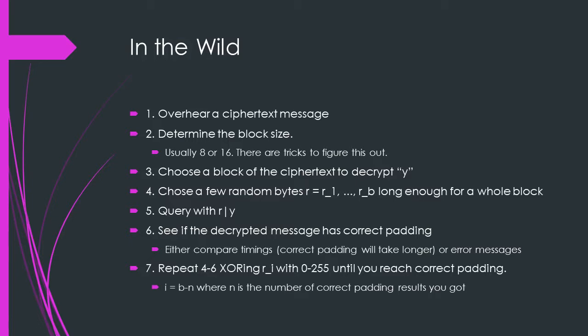But after we've determined the block size, we're going to choose one of the blocks of the ciphertext, the one that we want to attack first. This is going to be the one that we want to decrypt. Let's call this block Y. Then we're going to choose a few random bytes, call the set of bytes R, which is R1 through RB.